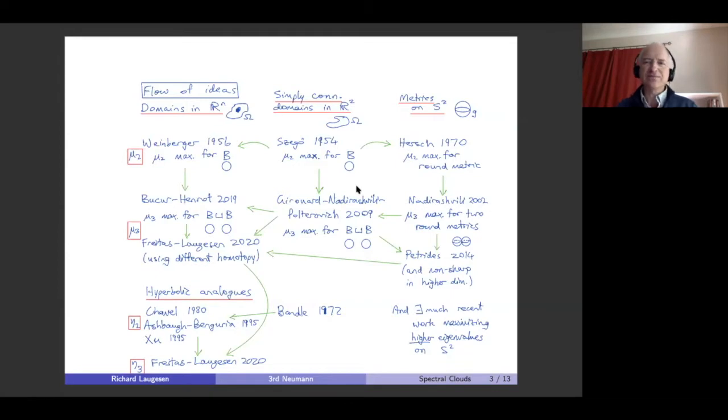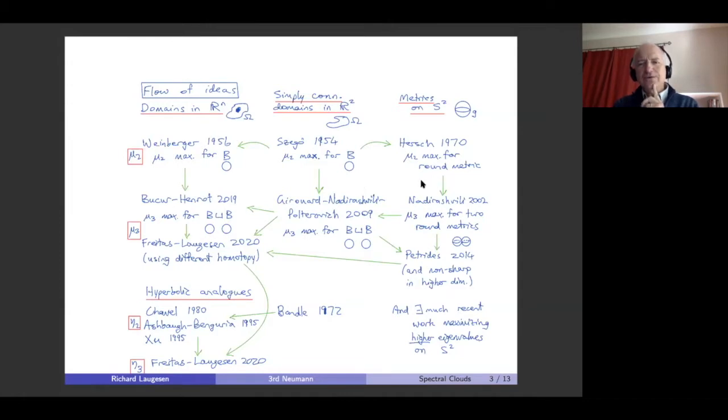So this idea of pinching off then showed up in Girouard, Nadirashvili and Polterovich, 2009, back in the planar situation, so sort of coming around like a commutative diagram, back to the planar case, showing that the third eigenvalue there is maximal for the disjoint union of two disks. And actually I should have really drawn that as two touching disks. So again, you have your simply connected domain, and imagine pinching it off so that it approaches two disjoint disks.